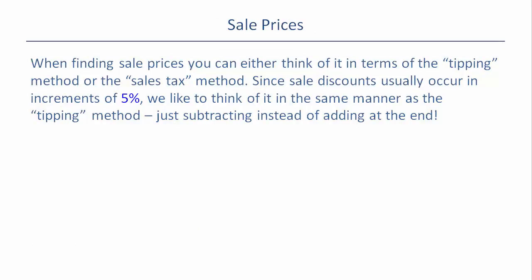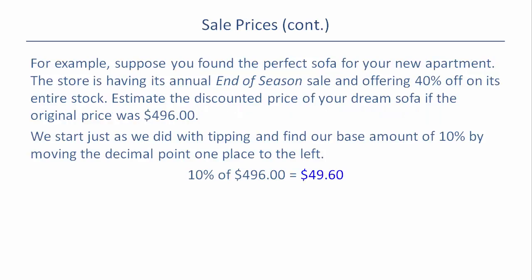All right, when finding sale prices, you can either think of it in terms of the tipping method or the sales tax method, right? Since sale discounts usually occur in increments of 5%, we can think of the same number as the tipping method. If you're trying to figure out what 40% off is, you can just do 10% 4 times, and that's going to make it a lot easier when you're trying to figure out how much you're saving.